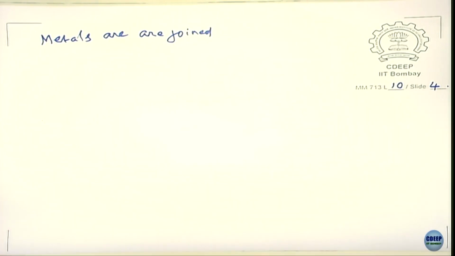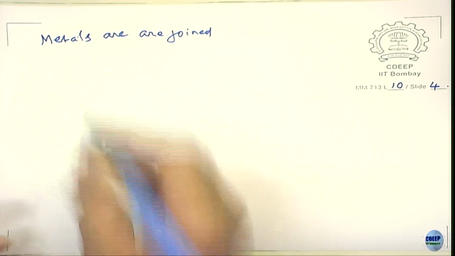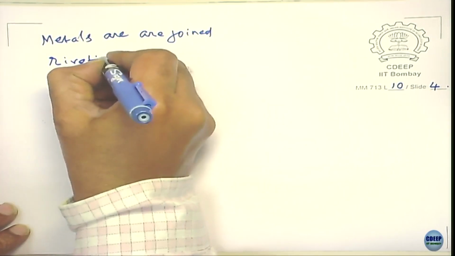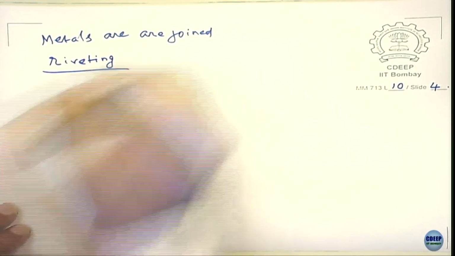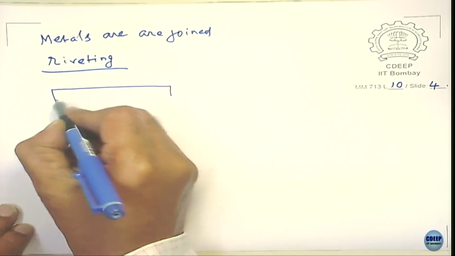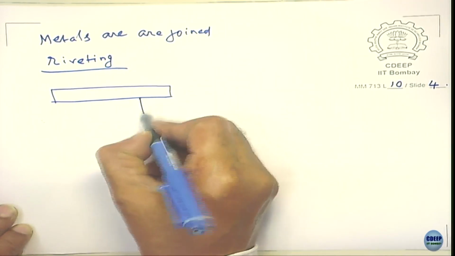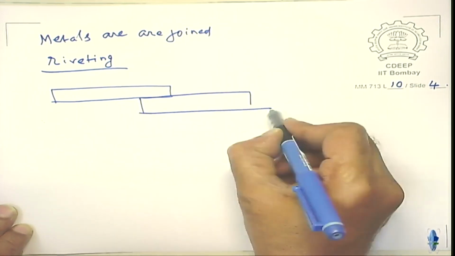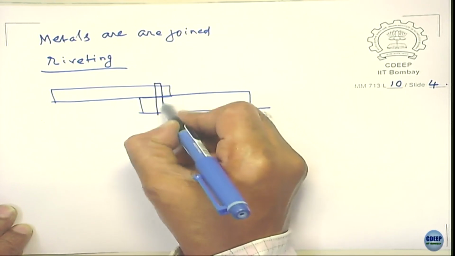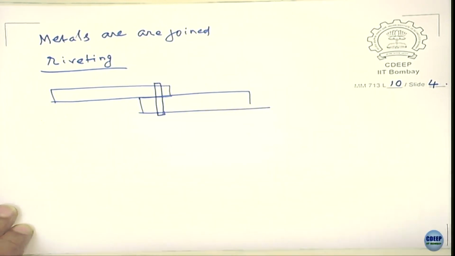One of the easy ways of joining metals is what? By the riveting process, right. So, you do riveting, okay. What do you do in this case? Take one piece, you take another, and use a rivet to secure that.